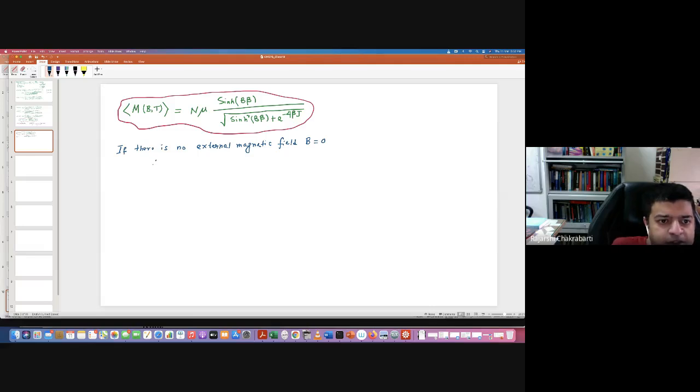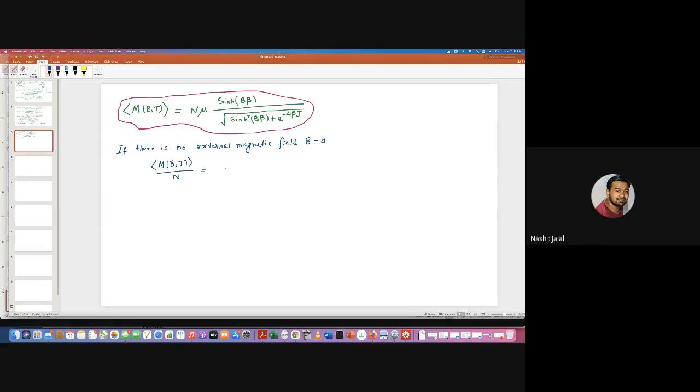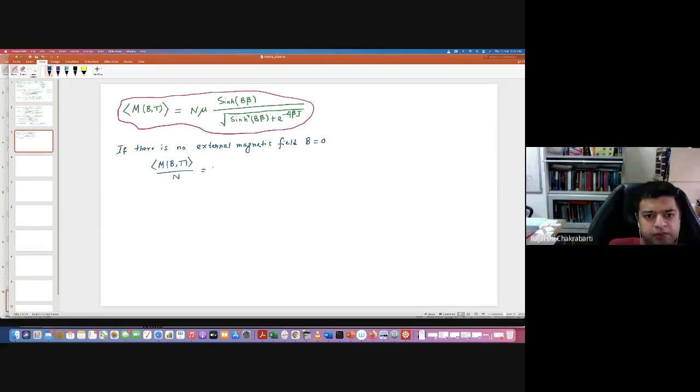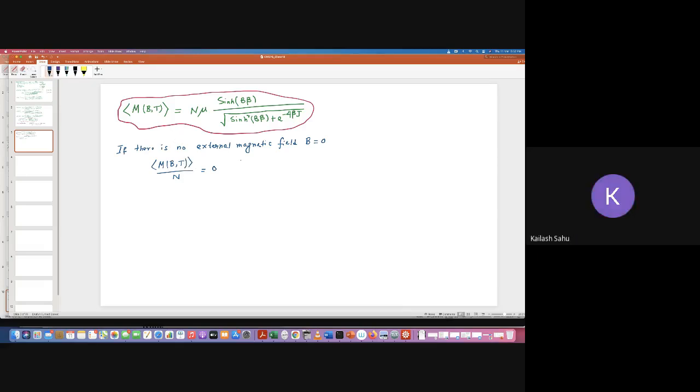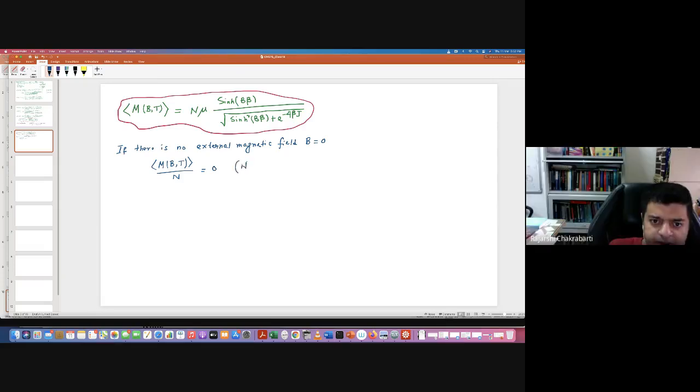Then what will happen to this average magnetization, or you can divide by N? What will happen to this? It is 0, no? Because sinh of 0 is 0. What does it mean? Physically, what does it mean? No magnetization. So no net magnetization, no?